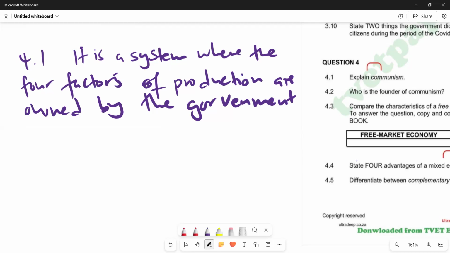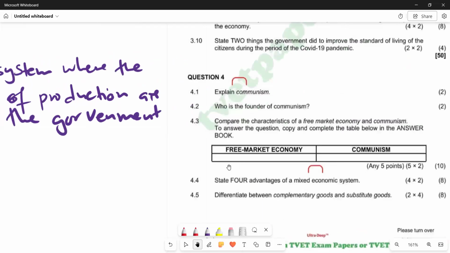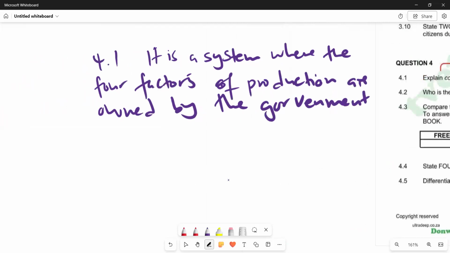Then we can see what we have in terms of our second question, which is 4.2, which is saying who is the founder of communism? And we know that this is Karl Marx. So our answer to 4.2 is Karl Marx. So this is the response that we have in terms of 4.2.